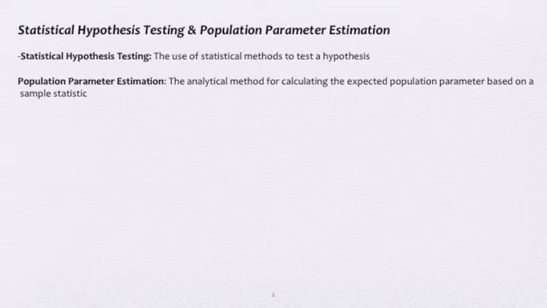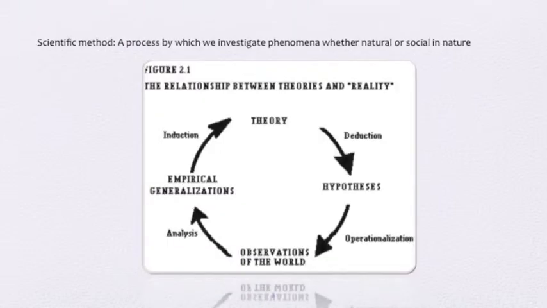Fundamental concepts in statistical inference are statistical hypothesis testing and population parameter estimation. Statistical hypothesis testing is the use of statistical methods to test a hypothesis. Population parameter estimation is the analytical method for calculating the expected population parameter based on a sample statistic. This chapter will deal specifically with the process behind hypothesis testing.